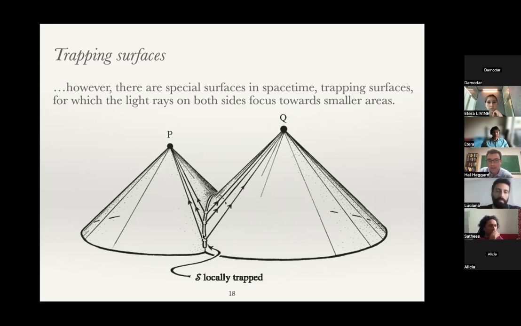The idea is that if you take this surface here, and you look at the light rays that leave it to the left, they focus towards P. But the light rays that leave it to the right also focus, they focus towards Q. And so the area of both light surfaces is actually contracting. So this is what we call a trapped surface. It's a very special kind of surface. And it's the curvature of space-time that allows this kind of thing to happen.